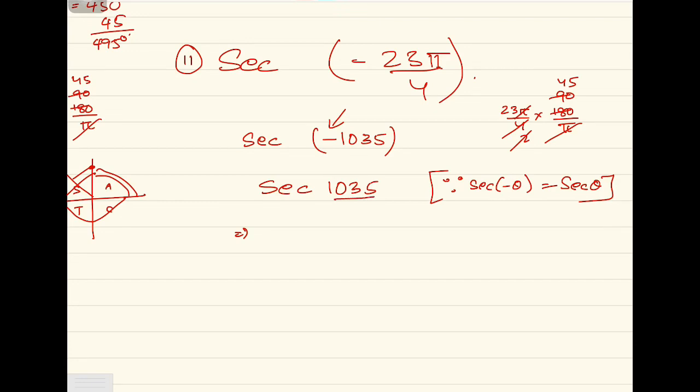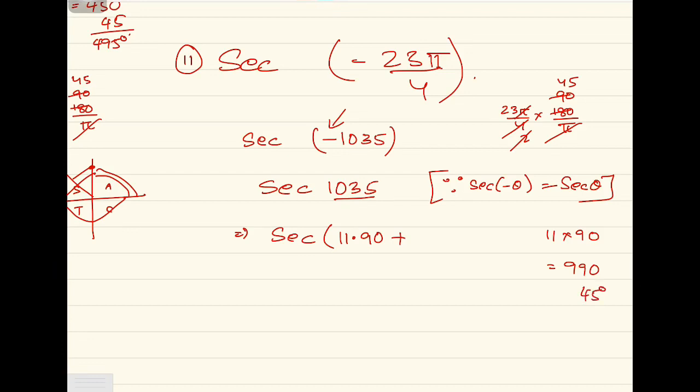Next, I need to convert this to multiples of 90. So 1035 converted to multiples of 90. What would be the closest one? Do it. If you convert it to multiples of 90, you are going to get sec of 11 into 90, that would be the closest one, plus something else. So 11 into 90, if you do, you are going to get 990. What should I add to make it 1035?